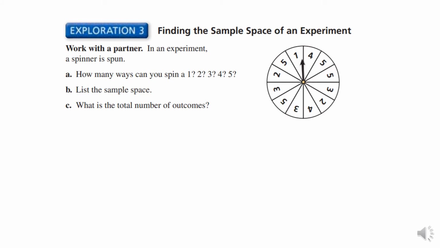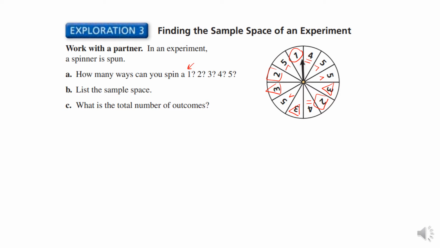So in your journal, look in 5.1 for exploration 3. It says, in an experiment, a spinner is spun. How many ways can you spin a 1? Well, there's only 1 one, so there would be 1. How many 2s? 1, 2. How many 3s? 1, 2, 3. How many 4s? There's 2 4s. And how many 5s? 1, 2, 3, 4. So those would be your answers.